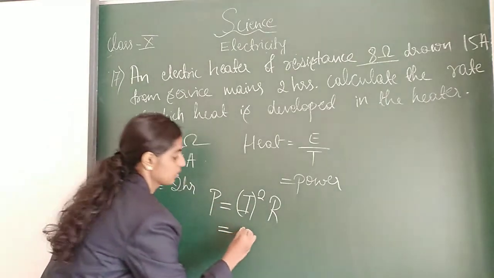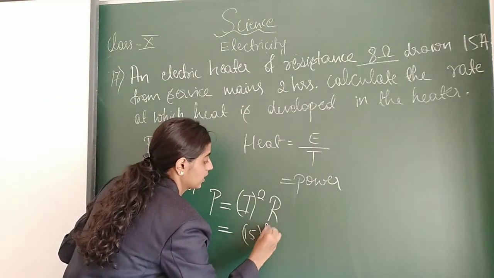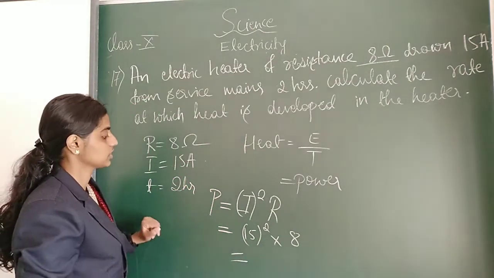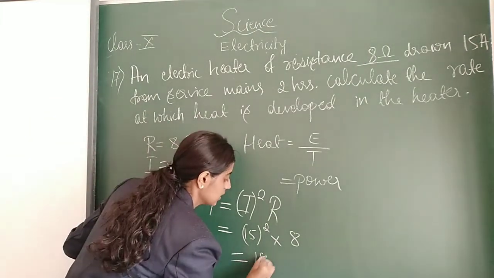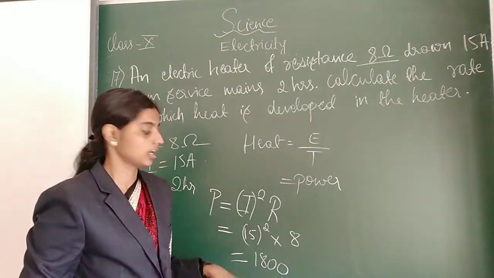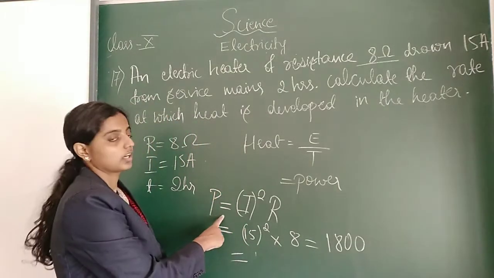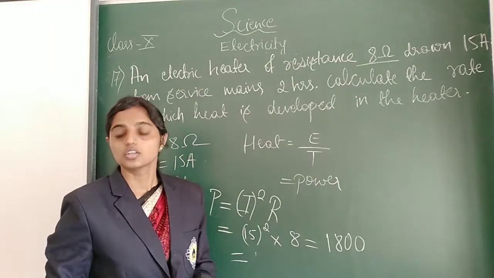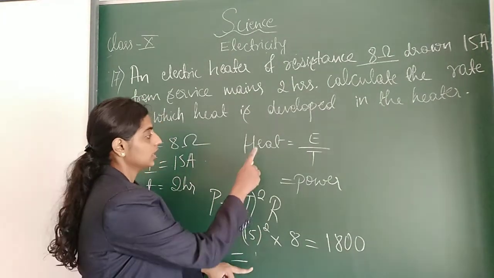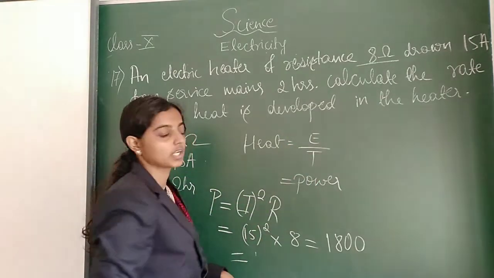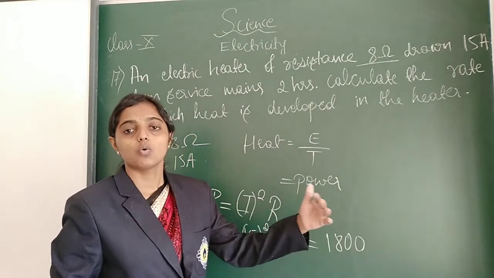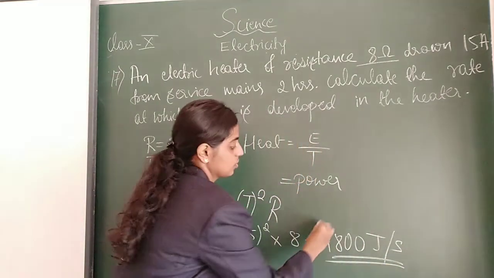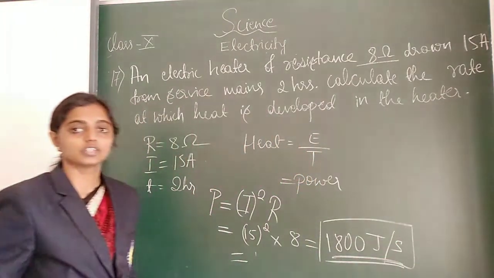And see, where is I? I is 15 square, R is 8, and calculate. 15 square into 8 will get 1800. Either we can write the SI unit, the SI unit of power is what? Watt, or else see heat is what? Energy by time, that is nothing but energy, joule per second. So this is the answer for this question.